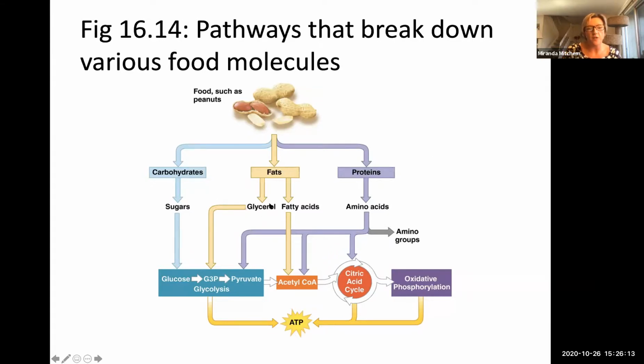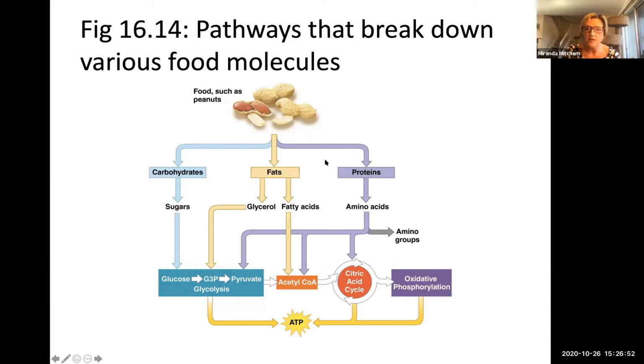Fats are made of their glycerol head and their fatty tails. Remember that fats have 3 fatty tails. Phospholipids have 2. The glycerol part of a fat can be converted into an intermediate, G3P, which is then converted into pyruvate. So that can feed into the citric acid cycle, right? Pyruvate is pyruvate.